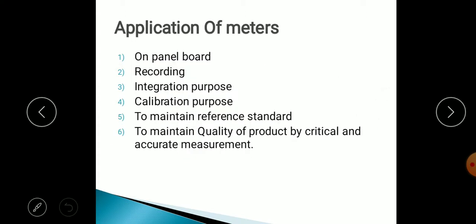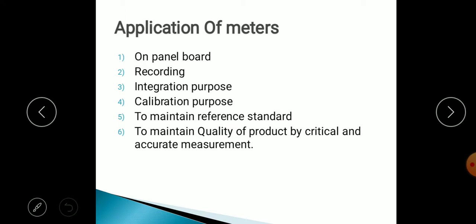Next one is application of meters. On a panel board, to observe different electrical parameters like voltage, current, power. Next one is recording, to record different electrical parameters or other physical parameters. Third is integration, to integrate given parameters over a period of time. Next one is calibration, to calibrate other meters from a reference standard meter. Next one is to maintain reference standard.